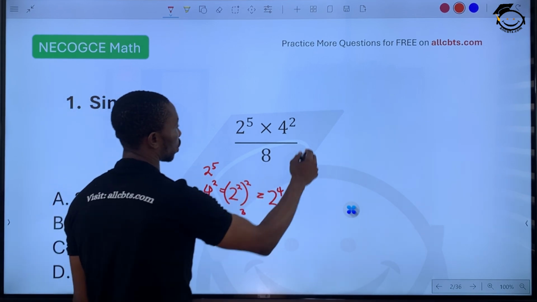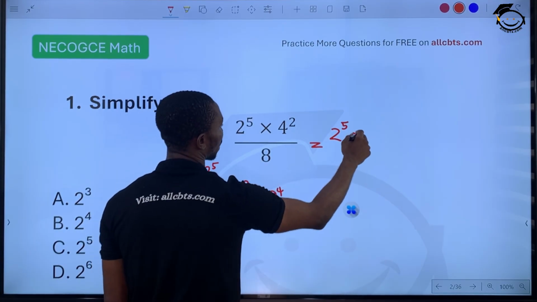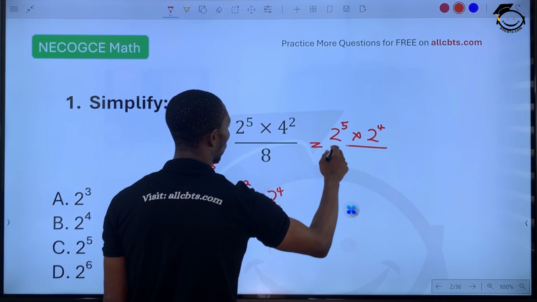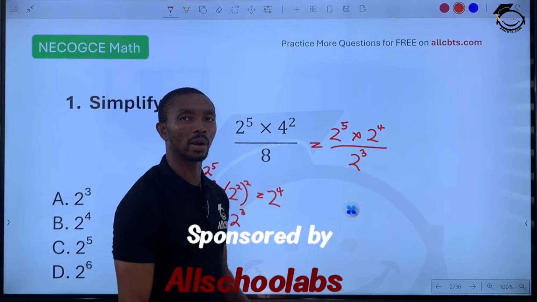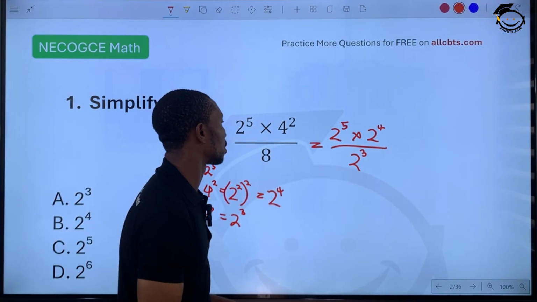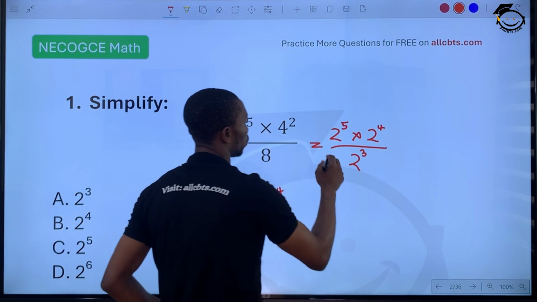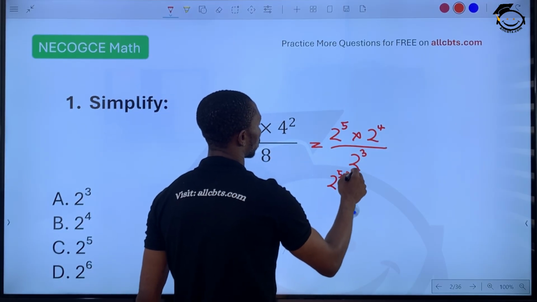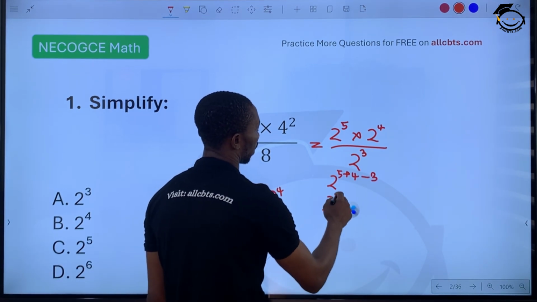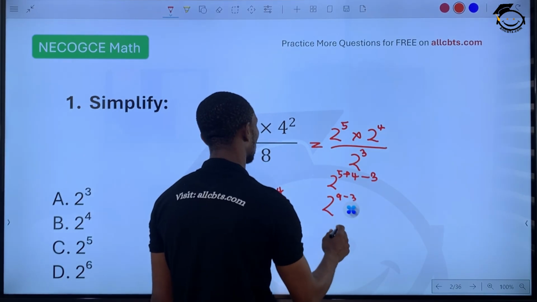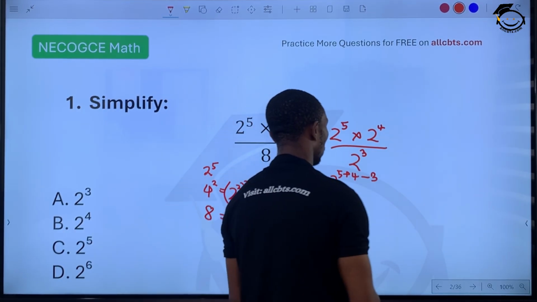Now bringing it back to our equation, we have 2 raised to the power 5 times 2 raised to the power 4 over 2 raised to the power 3. Since they have the same base, we can apply our laws of indices, where multiplication becomes addition and division becomes subtraction. So we have 2 raised to the power 5 plus 4 minus 3. Now 5 plus 4 gives 2 raised to the power 9 minus 3. So this gives us 2 raised to the power 6. So our answer would be 2 raised to the power of 6.